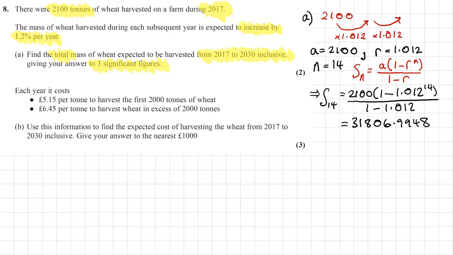06.9948. Now it does say that we need to give the answer to 3 significant figures, so we want to round this correctly. So that would be 31,800, and that's to the 3 significant figures as they have requested.